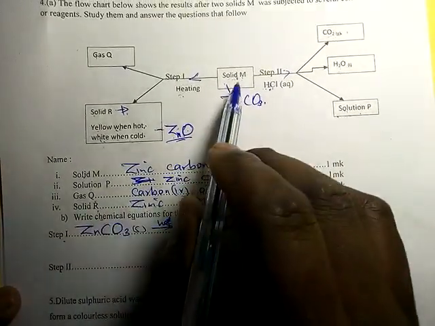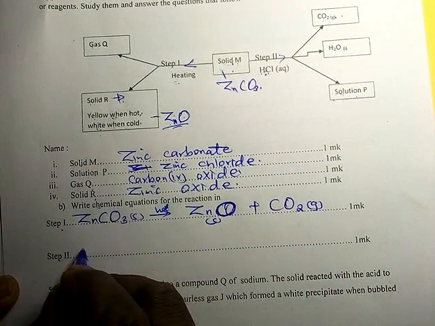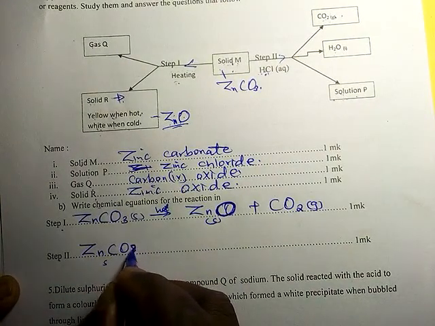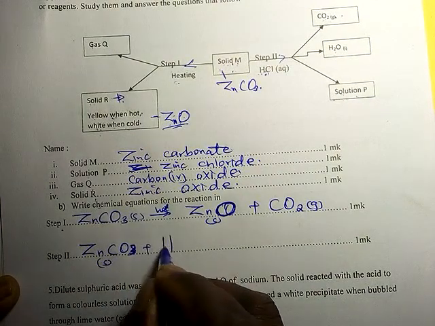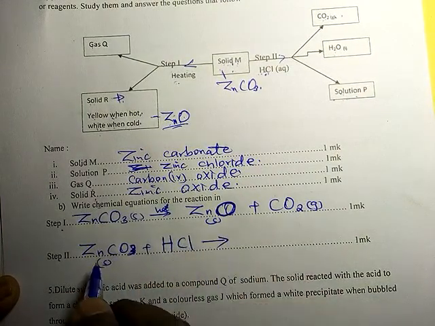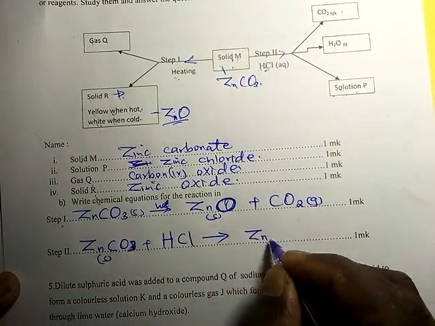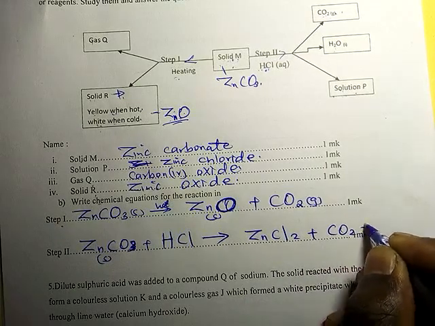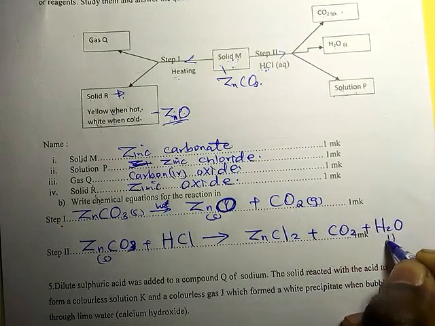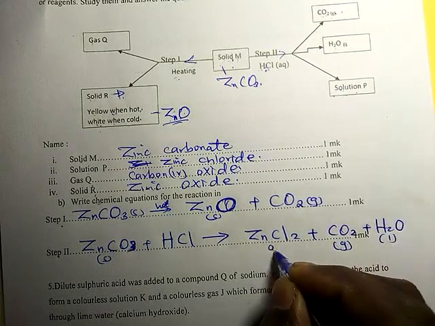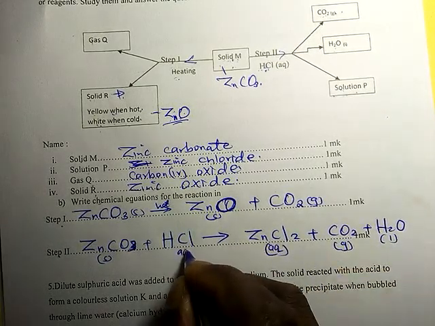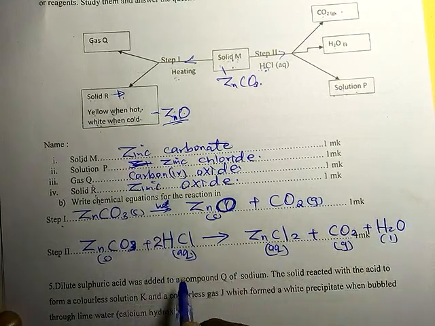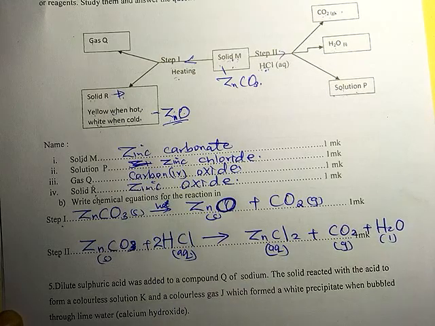Step 2 is the reaction with the acid. Therefore zinc carbonate, a solid, plus HCl, it will give you zinc chloride, solution B, plus CO2 plus water. This is a liquid, this is a gas, and this one is aqueous. Because of chloride here there are 2, you write 2 here to balance the equation. And that is the equation.